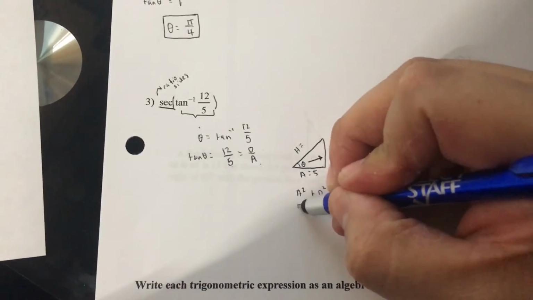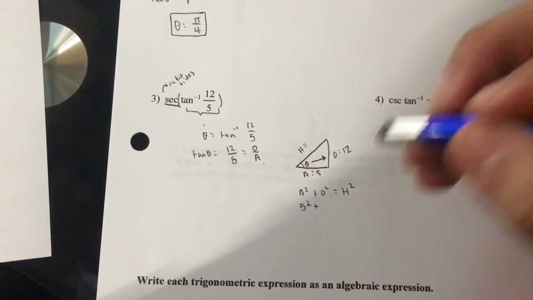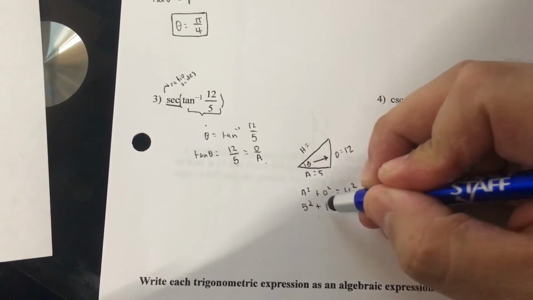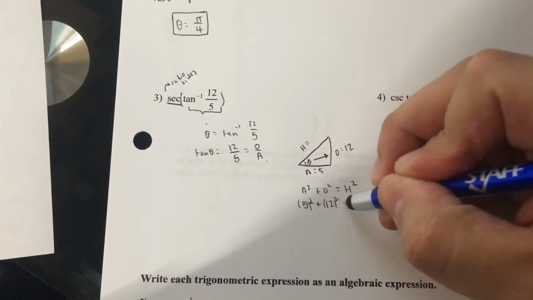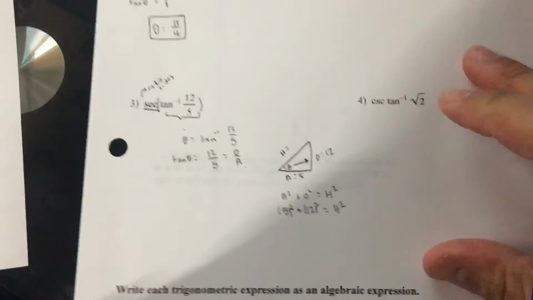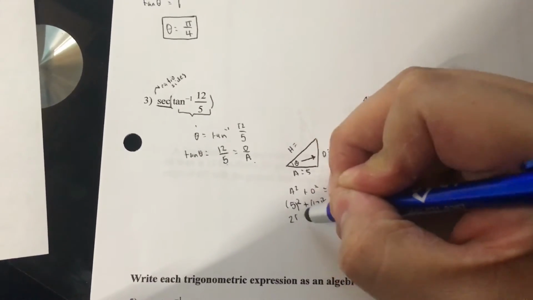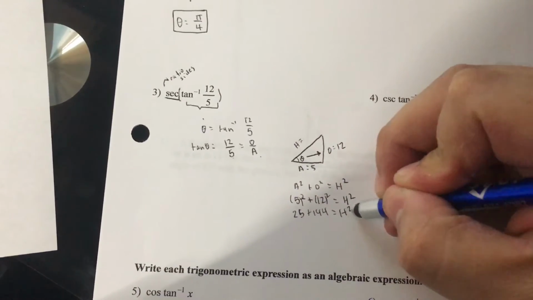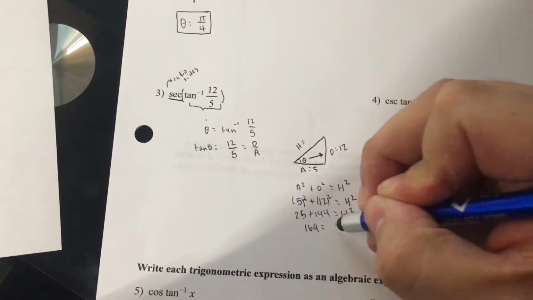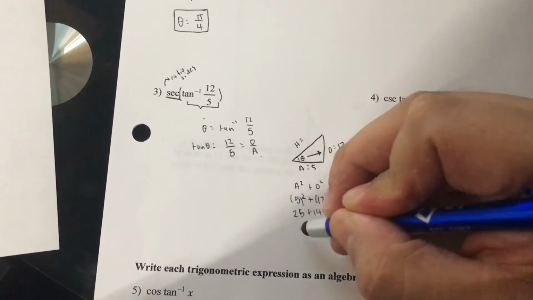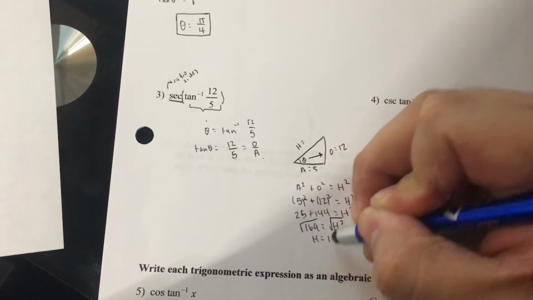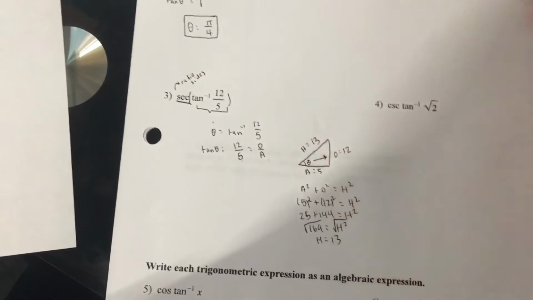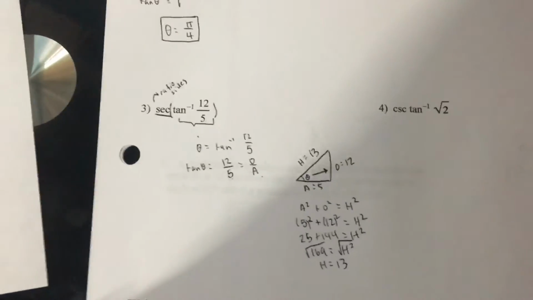I guess I should put these in parentheses. Okay, and so this becomes 25 plus 144. So 169 is equal to h squared, but I want h, not h squared, so h is equal to 13. And I know a lot of you already did these problems, that's okay.